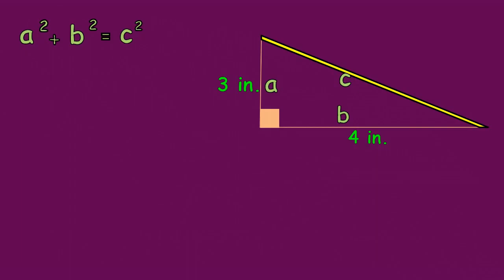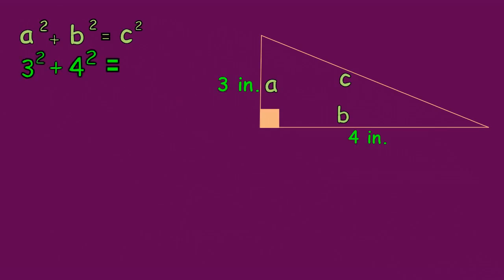Now that we have labeled the sides as A, B, and C, we can plug the side lengths into the equation to get 3 squared plus 4 squared equals C squared. Since 3 squared equals 9 and 4 squared equals 16, we can rewrite the equation as 9 plus 16 equals C squared. We can even simplify the equation further by adding 9 and 16 to get 25. Now our equation is 25 equals C squared.